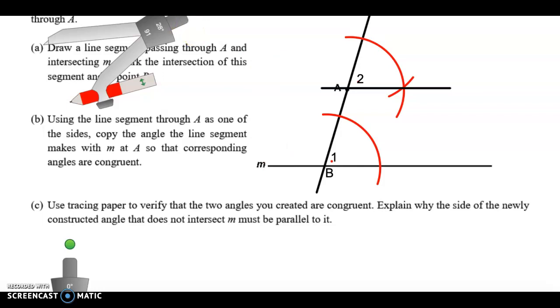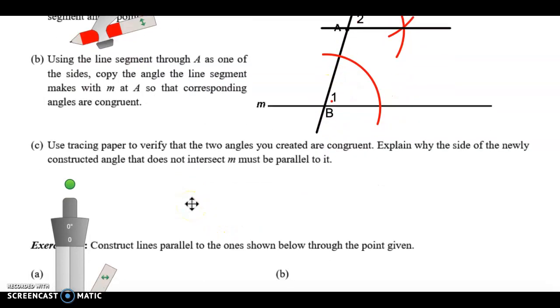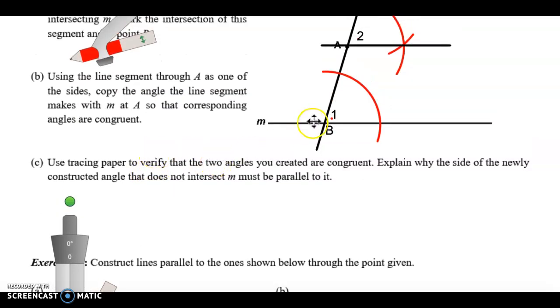So I've only seen on the Regents once where they actually had you construct the parallel lines, but I've definitely seen multiple choice questions where the construction's already done and you have to say why they're parallel. All right, so again, I'm not going to use tracing paper to verify. You could take out your protractor to measure them. They will be congruent to each other.